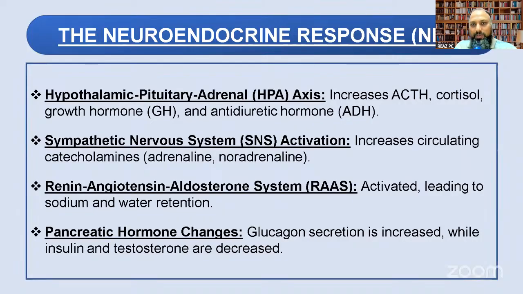In the HPA axis activation, there is increased secretion of ACTH, cortisol, growth hormone, and antidiuretic hormone, which come from both the hypothalamus and the pituitary glands. In the activation of the sympathetic nervous system, there is increased circulating catecholamines such as adrenaline and noradrenaline. When the renin angiotensin aldosterone system is activated, it leads to sodium and water retention. And in the changes in pancreatic hormones, glucagon secretion is increased while insulin secretion is decreased.